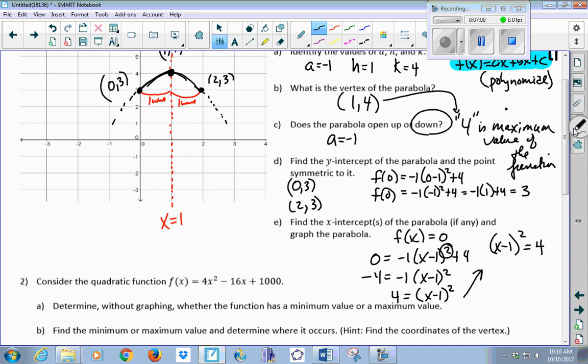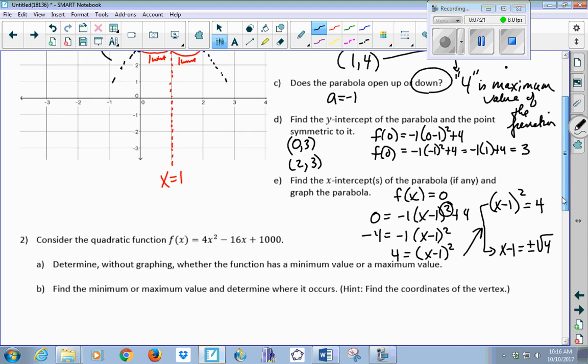When we were solving quadratic equations, we spent quite a bit of time talking about how you solve this type of equation. So we know that through our square root property, we can go from this equation down to x minus 1 equals plus or minus the square root of 4 by finding the square roots of both sides. So x minus 1 equals plus or minus 2.